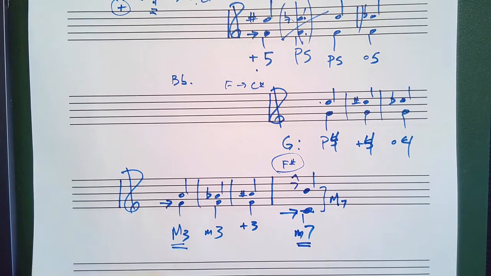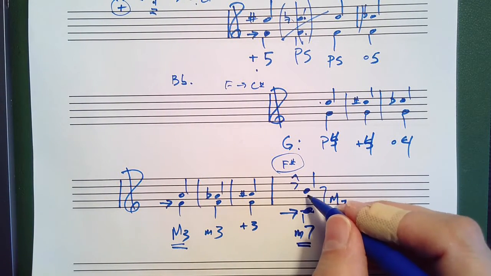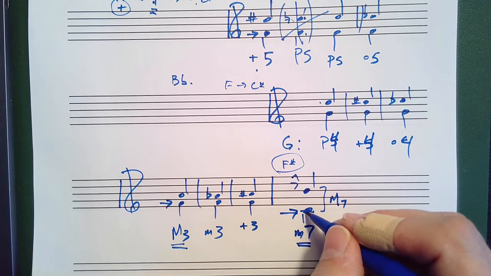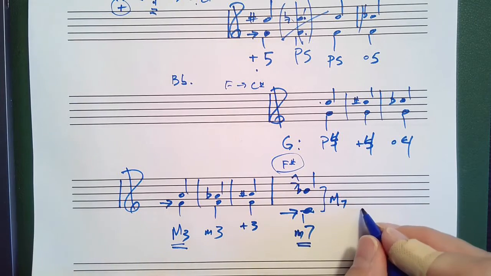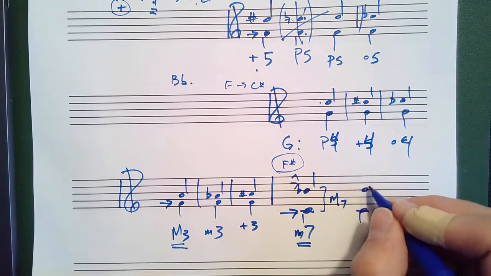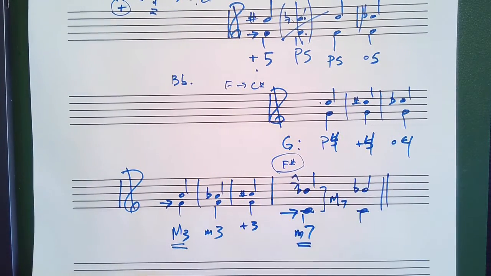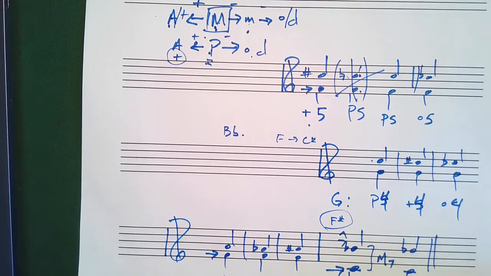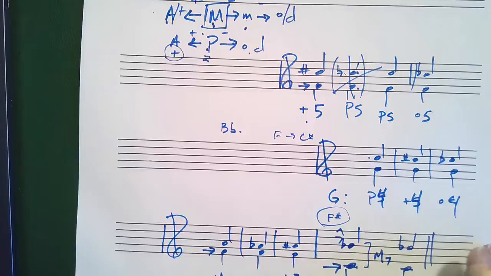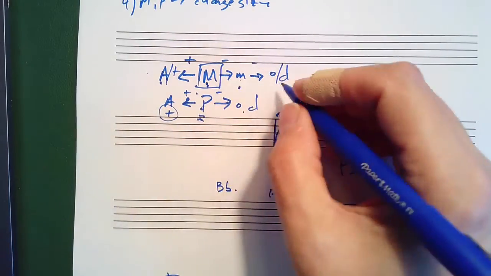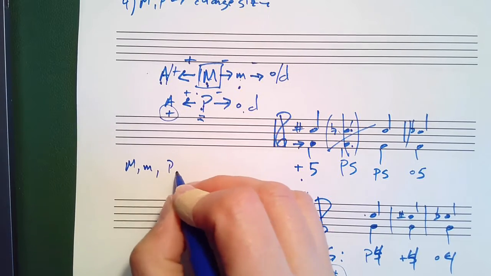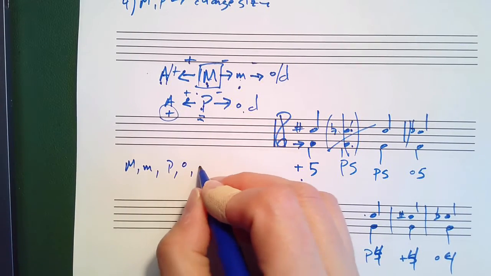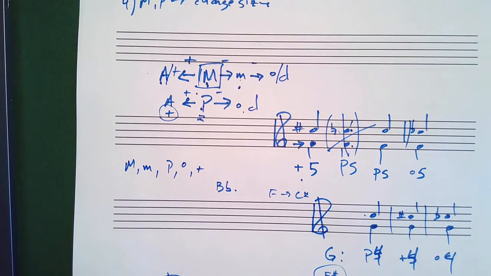We want to make it a minor 7th, so we need to decrease the size of the interval by a half step, and we're going to do that by lowering the top note. So a minor 7th above C is B flat. This now allows you to construct major, minor, perfect, diminished, and augmented intervals above any pitch.